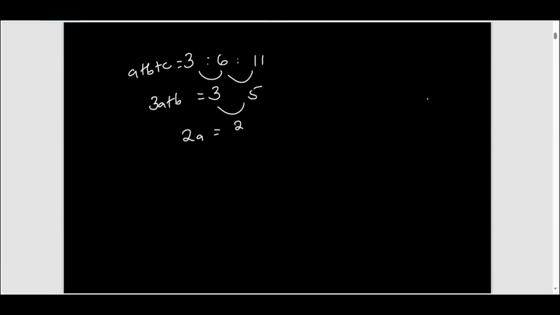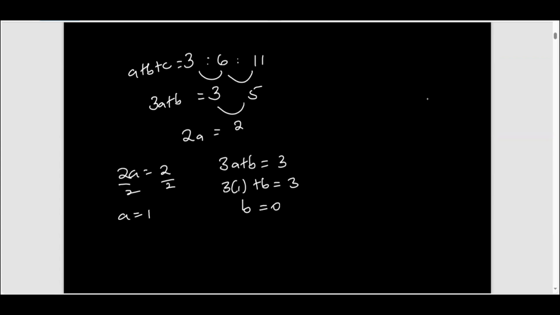All right, let me start with the bottom part. So 2a is equal to 2. Divide both sides by 2, which means a is 1. Then 3a plus b is equal to 3. If we substitute a with a 1, that will be 3 times 1 plus b is equal to 3. So this 3 will cancel the 3 out, which means the b is a 0.